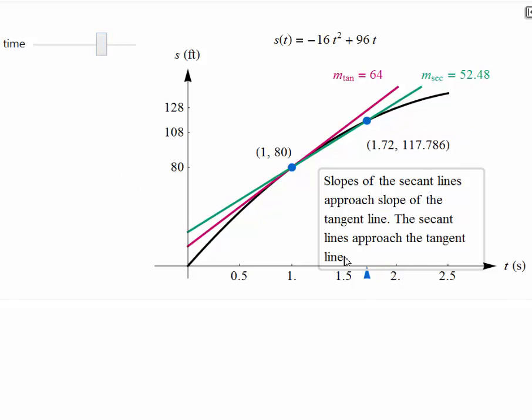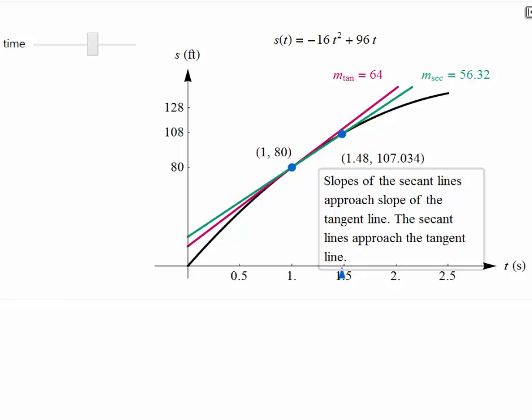So as I slide my t sub 2 value towards t sub 1, which in this case is 1, each time I move that and I make the interval smaller, I'm getting a new secant line, in which case I'm getting a new slope, and that slope is representing the average velocity. This red line is called a tangent line, and one of the simpler definitions of a tangent line is just a line that touches a graph at one point.